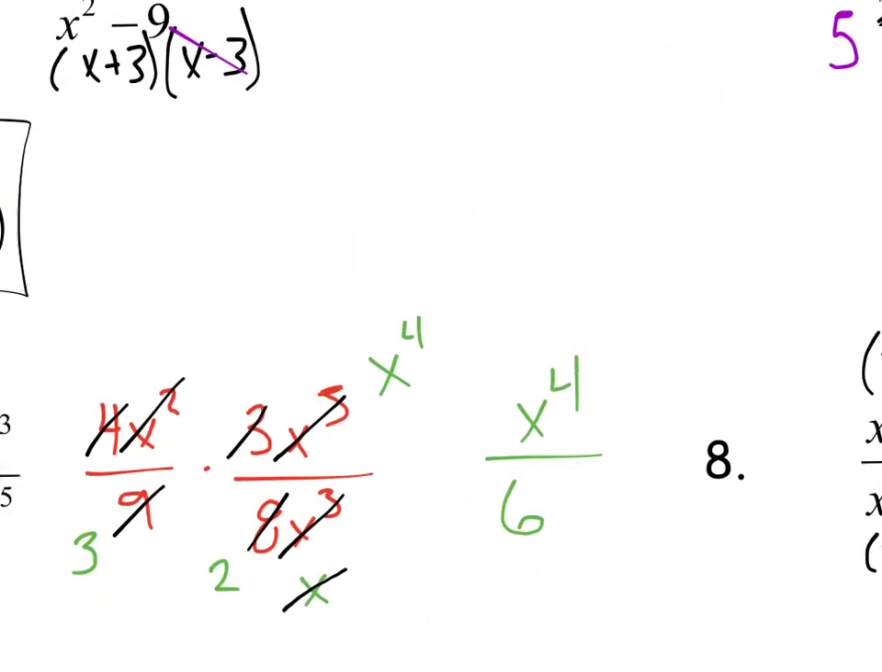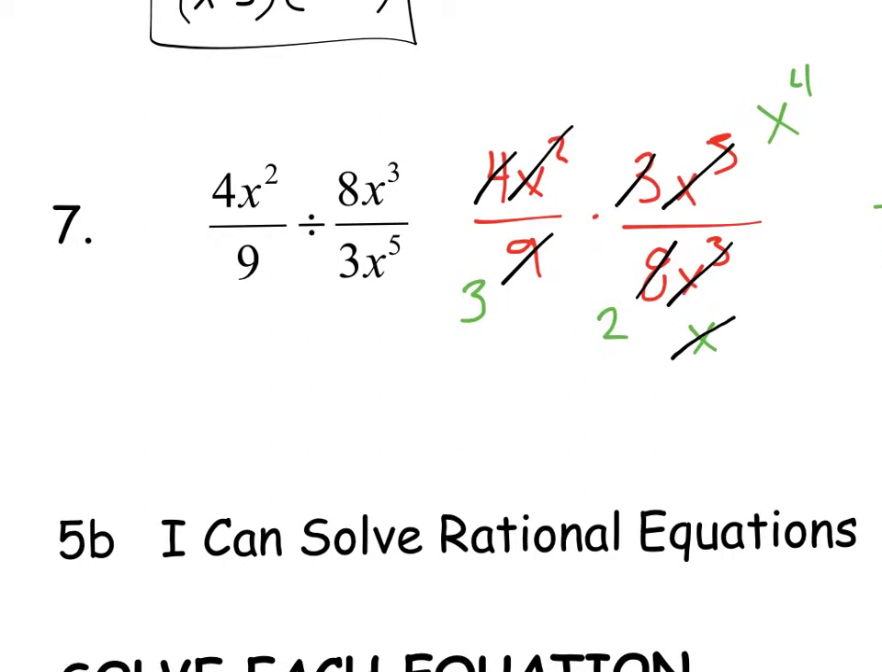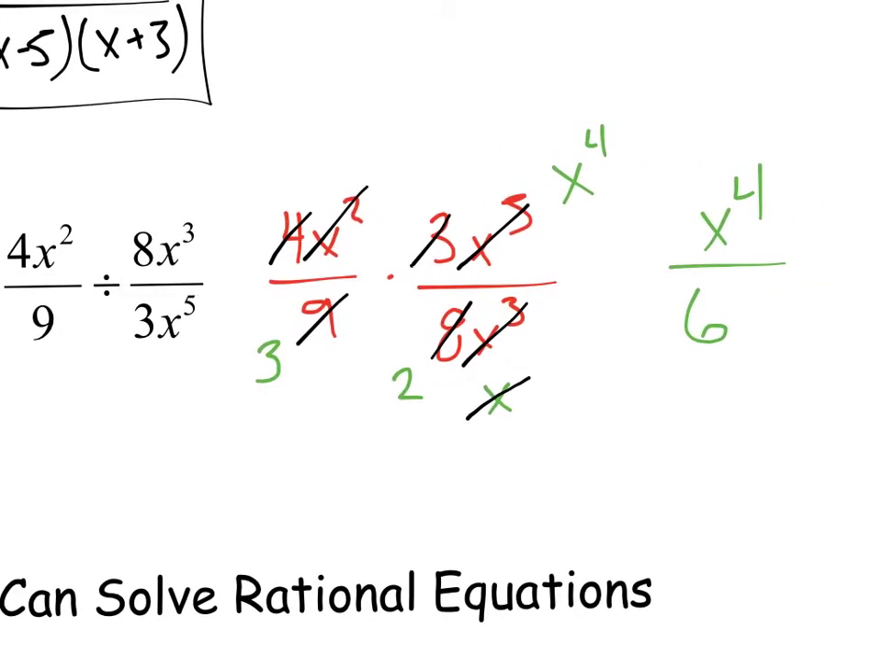Alright. Number 7. Starting at the very beginning, I noticed that I have division. So I have to be careful to flip it and multiply. Alright, so I did just that. I flipped it so that x to the third goes on bottom, 3x to the fifth goes on top, and my first stays the same.